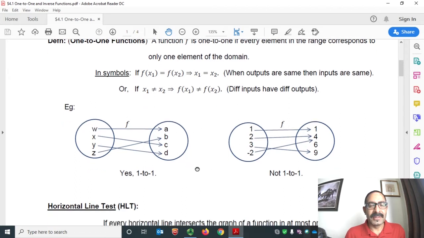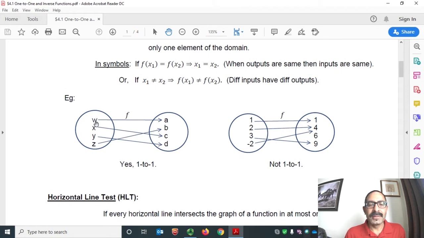In the diagram here, in the first diagram, the first set is a domain, the second set is a range. Here f is a function defined from the first set to the second set. Here w is mapped to a, x is mapped to c, y is mapped to d, z is mapped to b. And in the second diagram, 1 is mapped to 1, 2 is mapped to 4, 3 is mapped to 9, and -2 is mapped to 4.